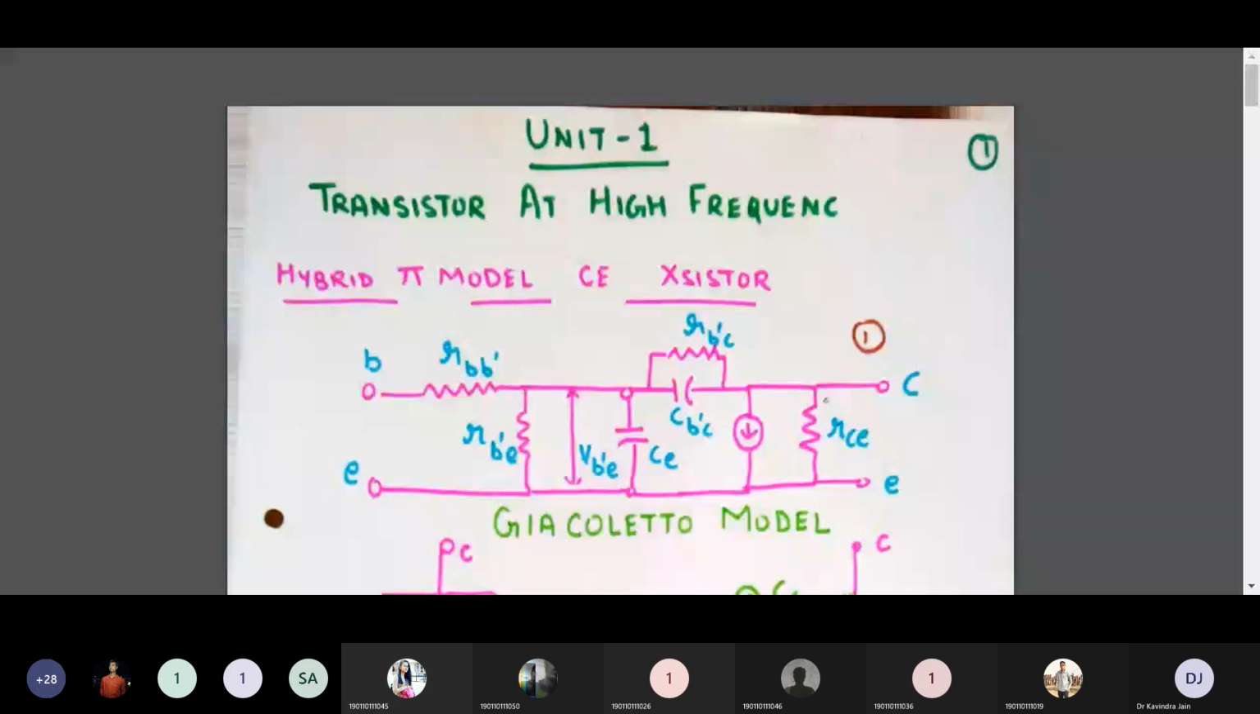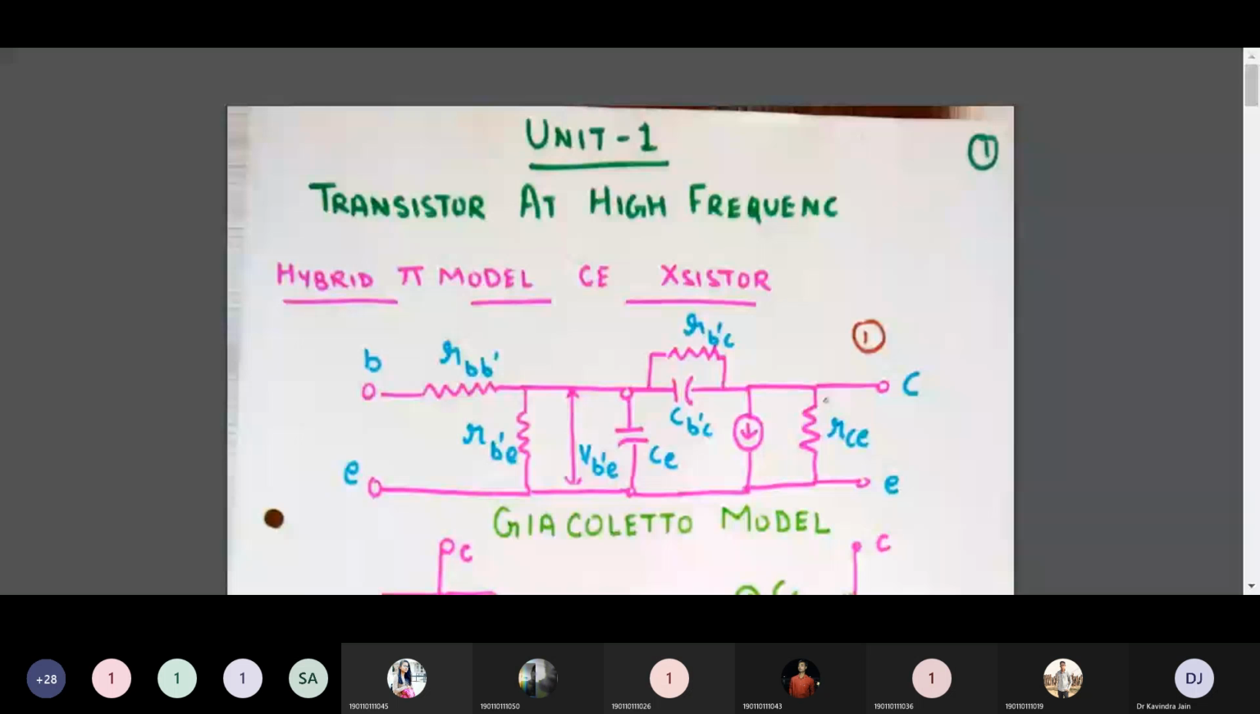Instead of EBC, you can observe I have drawn one extra B over here with a dash on its top, which is known as B dash. Are you able to see that? Yes, sir. This B dash is not physically accessible. It is only virtually present for the sake of our convenience.